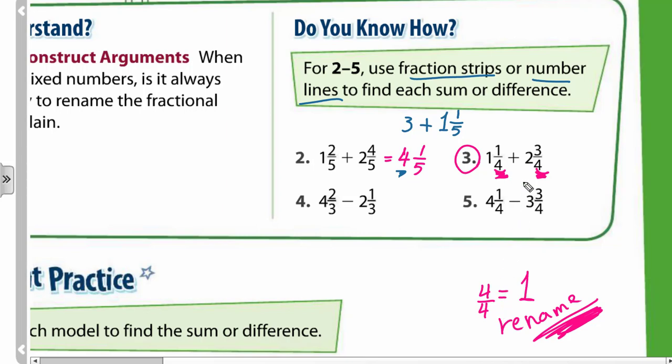So, back to Ali again. 1/4 plus 3/4 equals whole one. Right? Okay, now let's move to the easy part, the whole numbers. 1 plus 2.